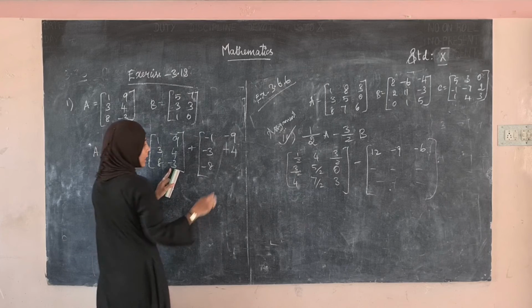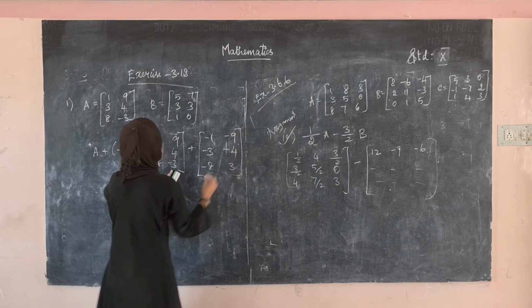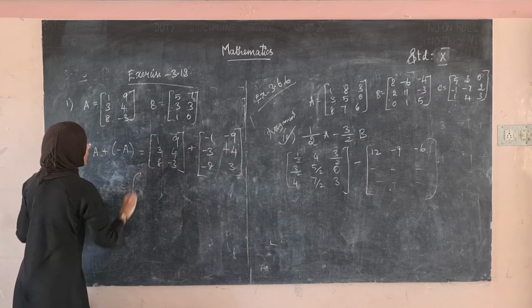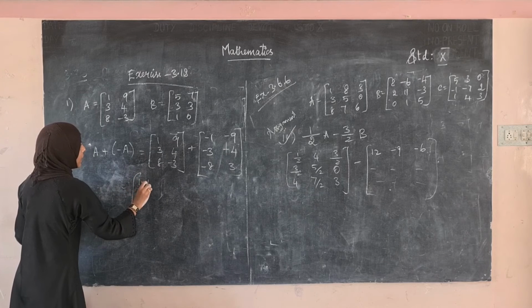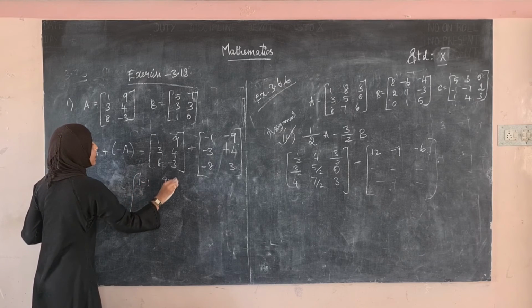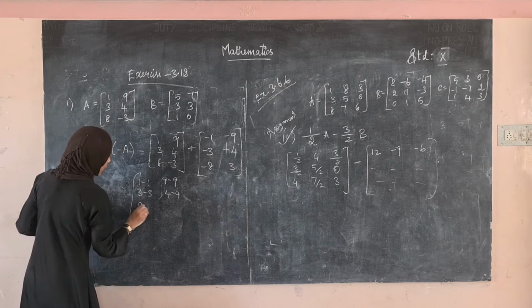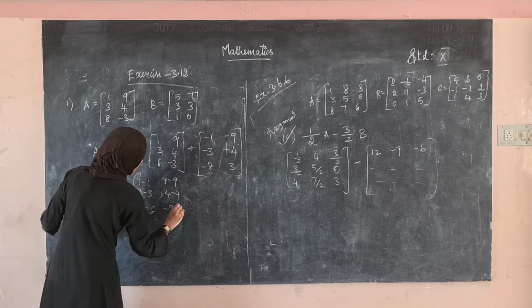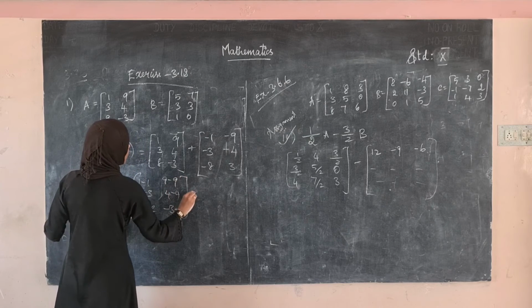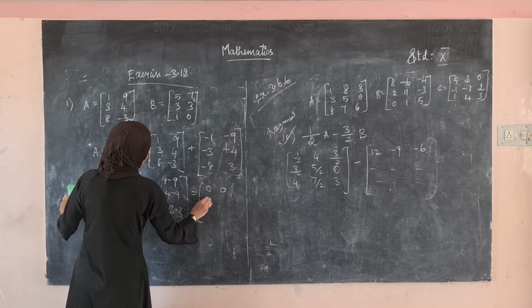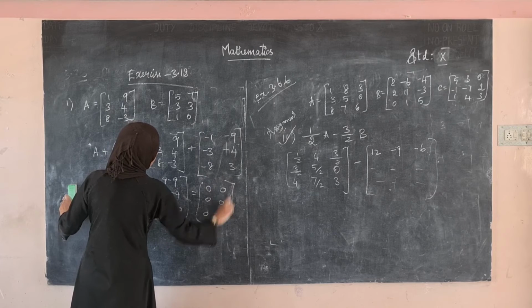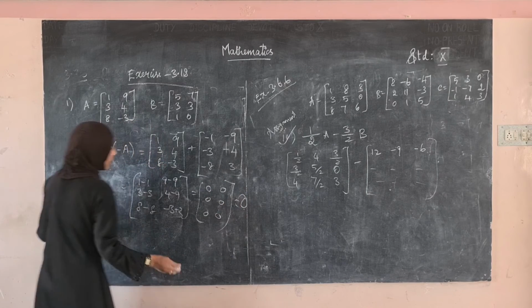Minus of minus 3 is plus 3. Then you have to add this. Okay, how you have to write? 1 minus 1, 9 minus 9, 3 minus 3, 4 minus 4, 8 minus 8, minus 3 plus 3 shall be equal to, this is the 0 matrix.